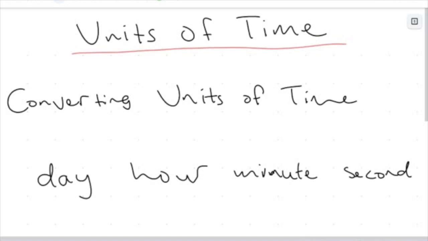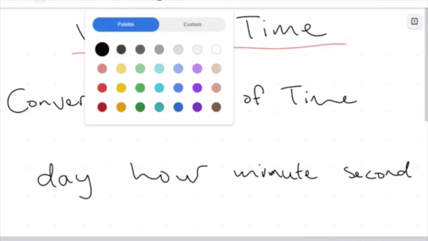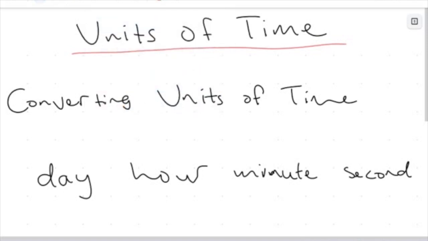And what I'm going to do now is I'm just going to draw a little diagram here with my day, hour, minute, second, just to show us how we can think of converting between these. So by now, a lot of you should probably know how many hours there are in a day. So with that, there are 24 hours in a day, in case you didn't know.